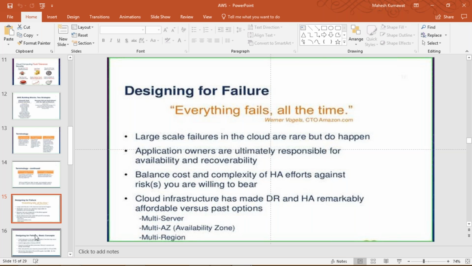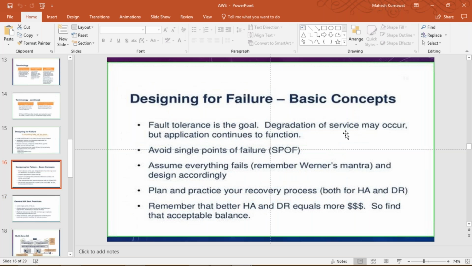So, designing for failure, basic concepts. Fault tolerance is the goal. Degradation of service may occur, but the application continues to function. If you are talking about fault tolerance, you can degrade your services at the same time, but they will not be disrupted or shut down. Okay, avoid single points of failure and assume everything fails. Remember Werner's mantra and design accordingly. Plan and practice your recovery process, both HA and DR.